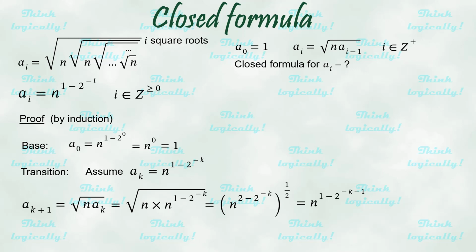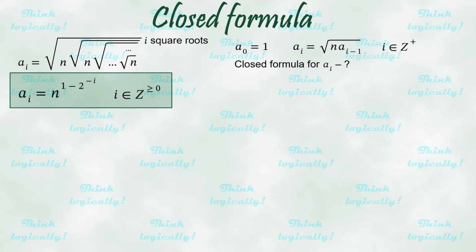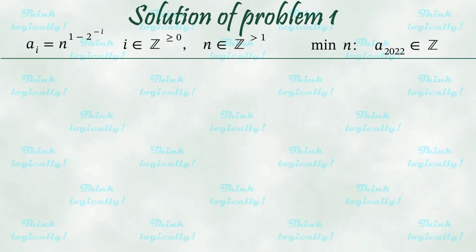And in order to make it really obvious, we can place minus before the brackets. The obtained expression matches the suggested closed formula for index k plus 1. The transition is complete and the closed formula is proven. However, neither of the problems have been solved yet. Let's start with problem 1. Now we know the closed formula for a sub i.